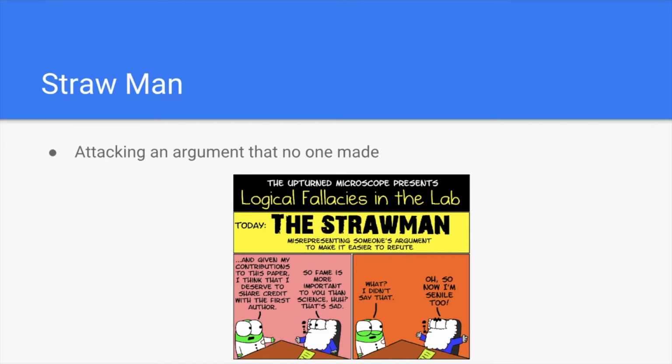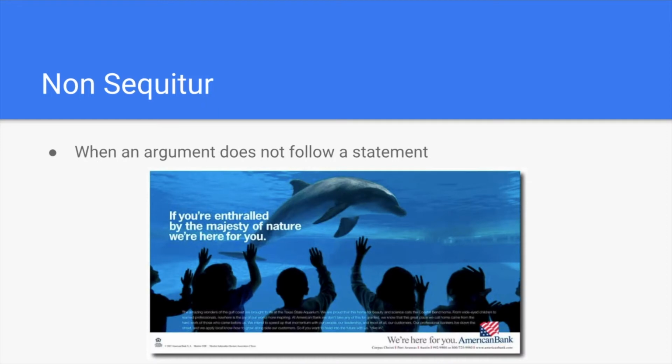Another one is straw man. Basically, this means attacking an argument that no one made. For example, here, the guy in the green is saying, given my contribution to the paper, I think that I deserve to share the credit with the first author. And the guy in the blue is totally bringing up a new argument that the guy in the green didn't even state, basically saying that the green guy thinks that fame is more important to him than science. And he says that's sad. And the green guy's like, oh yeah, I didn't say that. And then the blue guy's like, oh, I'm sad too. Basically, it shows that he's evading the argument by making a new argument that no one actually made. And this makes it easier for him to actually refute and argue against.